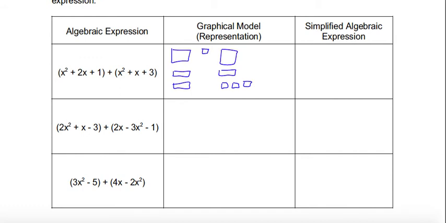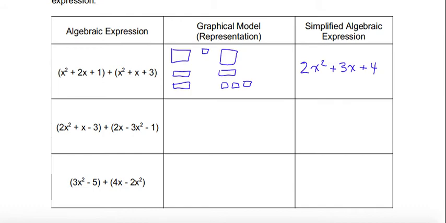I don't have any negatives in this expression, so I can just go ahead and count how many squares, how many rectangles, and how many small squares I have. So I have 2 large squares, so that's 2x squared. I have 1, 2, 3 rectangles, so that's 3x. And I have 1, 2, 3, 4 small squares, so that's positive 4.